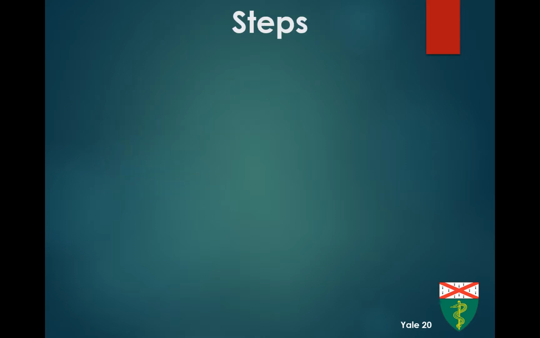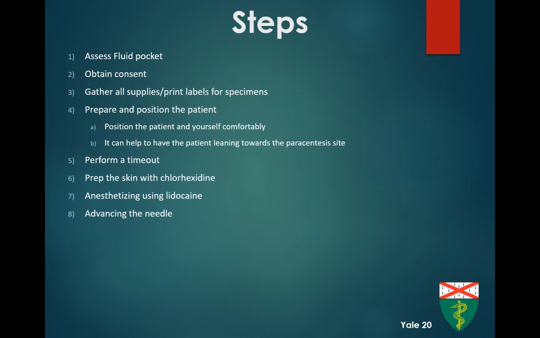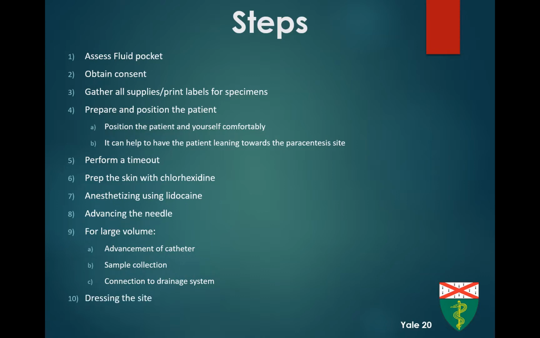In this video, I'll walk you through the steps of performing an abdominal paracentesis. First, the ascites is assessed using ultrasound. Consent is obtained, the necessary supplies are gathered, you and the patient are positioned comfortably, a timeout is performed, the skin is prepped, the skin is anesthetized, the needle is advanced until ascites is reached, and for a large volume paracentesis, additional steps, including the advancement of a catheter, sample collection, and connection to a drainage system are necessary. Lastly, the site is dressed.